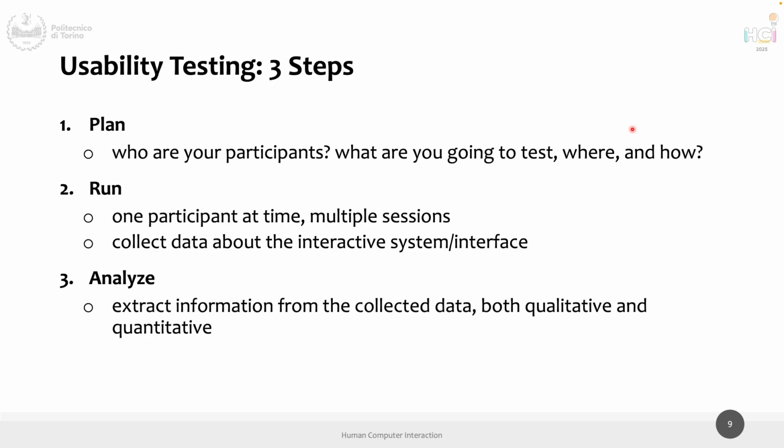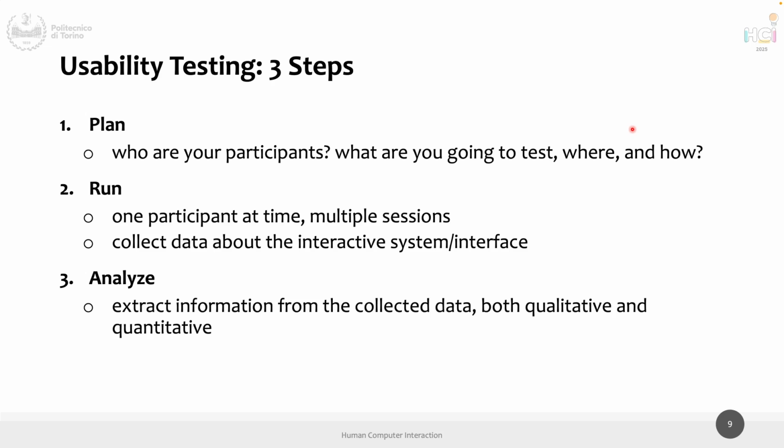The second step, that is still important, is actually running. So calling one participant at a time, over multiple sessions, conducting the test in the place you designated, with the tasks you designated, with the equipment you designated, and with participants belonging to the target population that you defined in the planning phase. While running usability testing, the facilitator also collects data about the interactive system and the interface according to what they want to test. And then, of course, there is a third step, which is analyze.